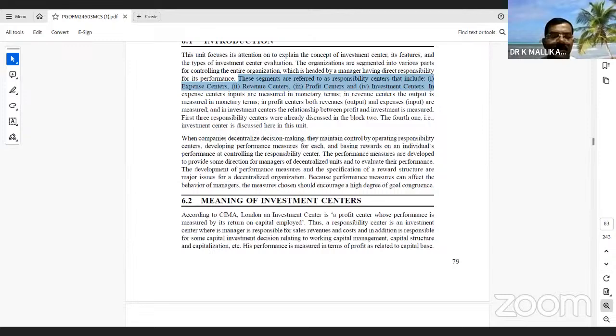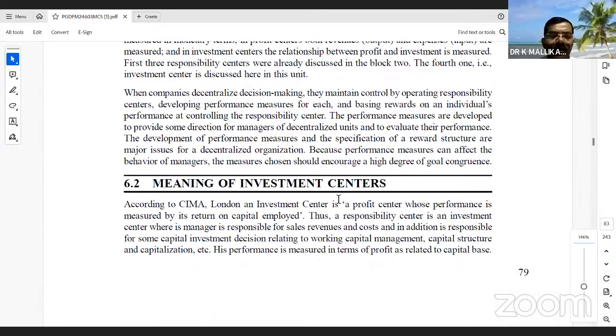According to CIMA London, the investment center is a profit center where the performance is measured by its return on capital employed. The very important one is return on capital employed. What is the return earned by this capital? Whatever this firm invested for the long-term purpose, how much amount are they going to receive in terms of return. That is the definition given by CIMA London.